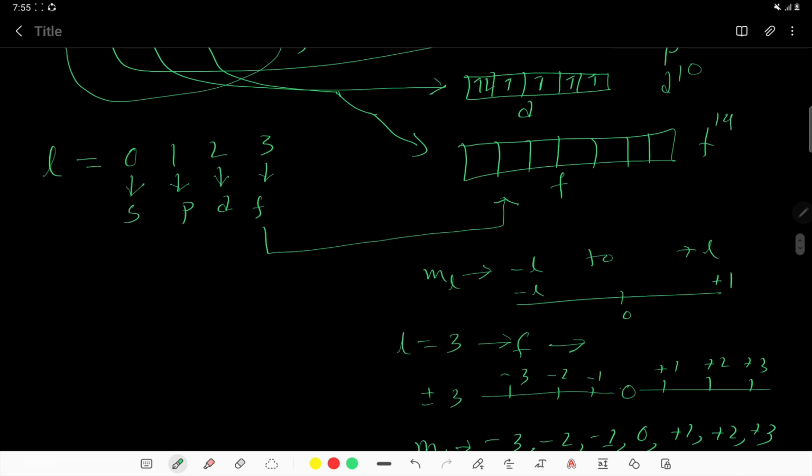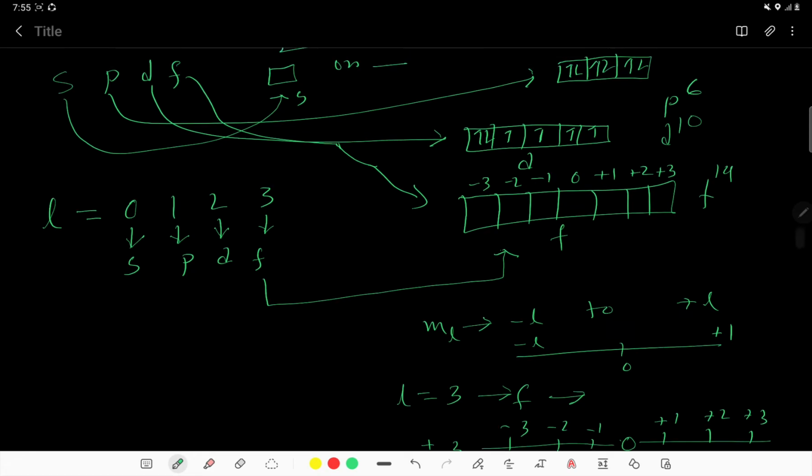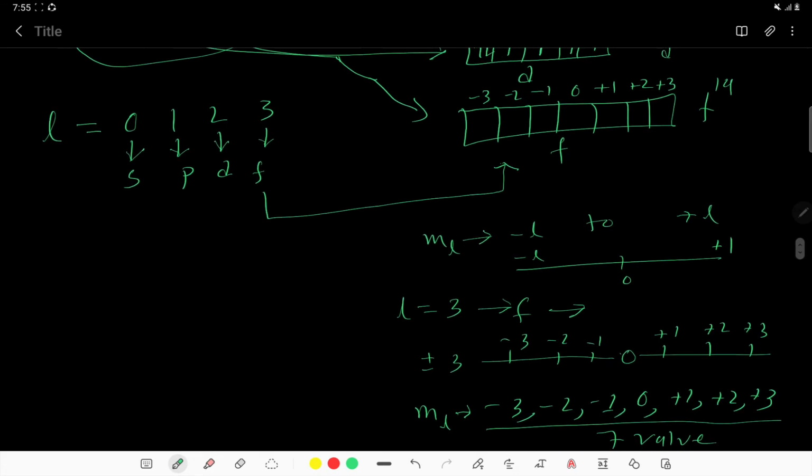So you can identify this orbital by the value of ml, that is 0. This can be -1, -2, -3. This is +1, this is +2, and this is +3, right? So this is the magnetic quantum number, and the magnetic quantum number indicates the arrangement of orbitals in space, right?